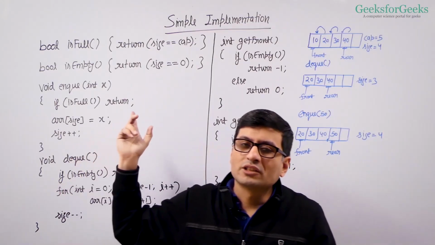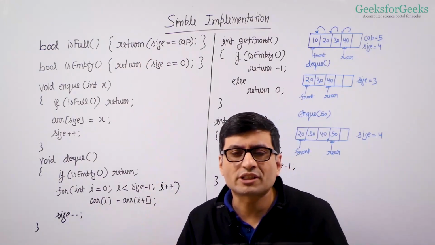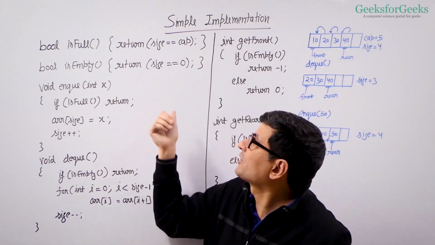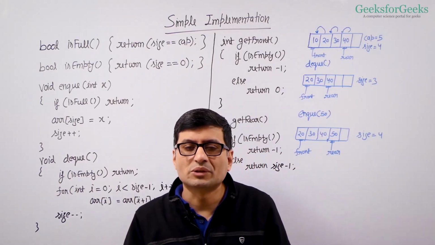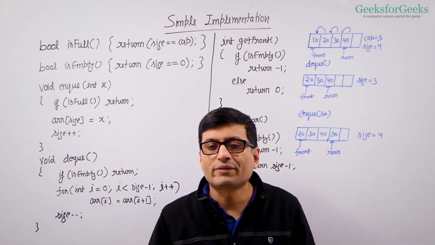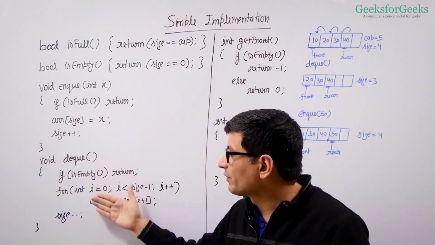We have two more functions, isFull and isEmpty, which are really simple. IsFull function simply checks if size is equal to capacity, then it returns true, otherwise false. And isEmpty function returns true if size is 0. In this implementation, time complexities of all the operations are big O of 1. There's only one operation which is big O of n.